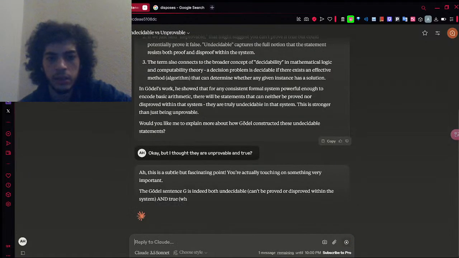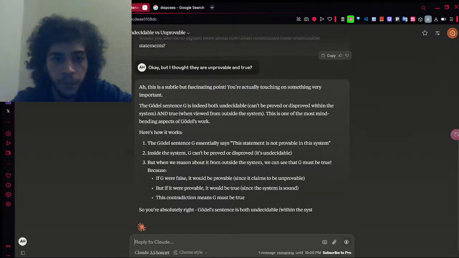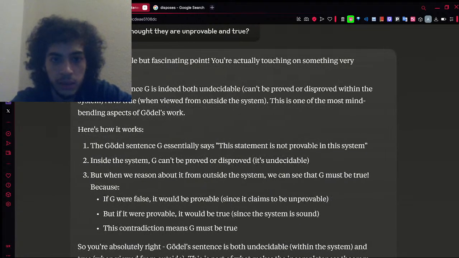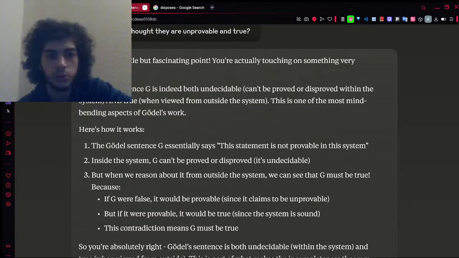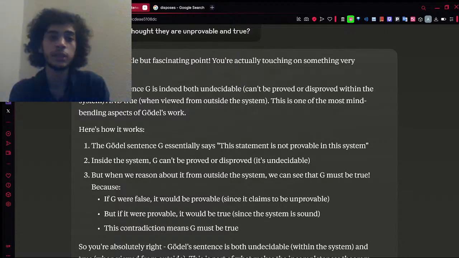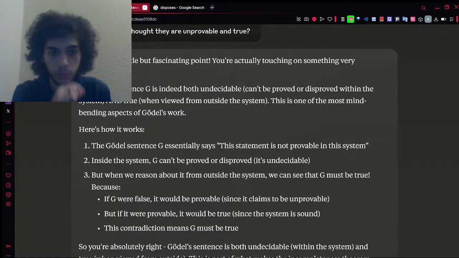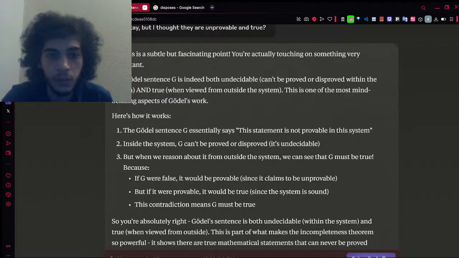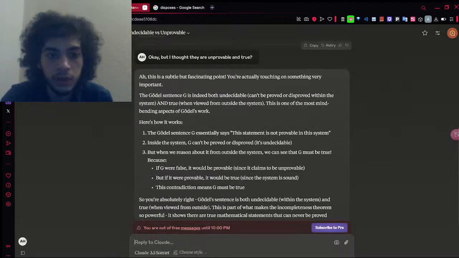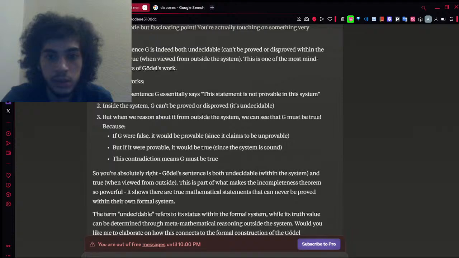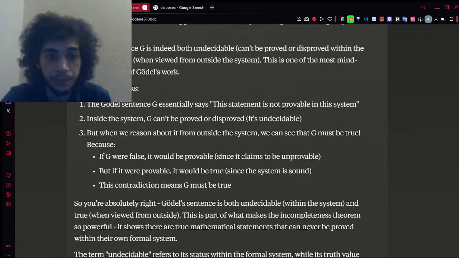This is a subtle but fascinating point. You're actually touching on something very important. The Gödel sentence G is indeed both undecidable, it can be neither proven nor disproved within the system, and true when viewed from outside the system. That's the key point we were talking about earlier. This is one of the most mind-bending aspects of Gödel's work. Inside the system, G can't be proved nor disproved. It's undecidable. But when we reason about it from outside the system, we can see that G must be true.